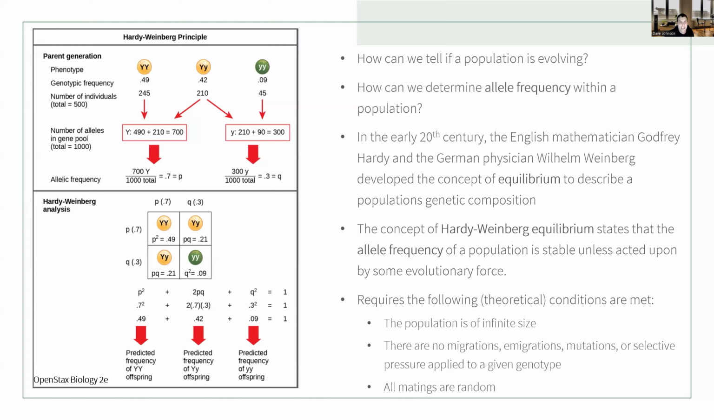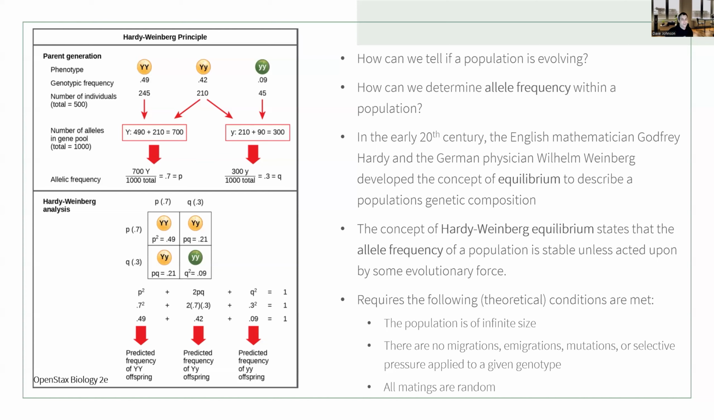What they basically state is that the allele frequency of a population is stable unless some evolutionary force is acting upon it. Okay? It's a little bit of Newton, right? Newton describes inertia: an object remains stable or doing whatever it's doing unless acted upon by an outside force. They apply this concept to population genetics, saying all things being equal, unless evolution is happening in some way, we should expect the allele frequencies within a given population to remain constant.